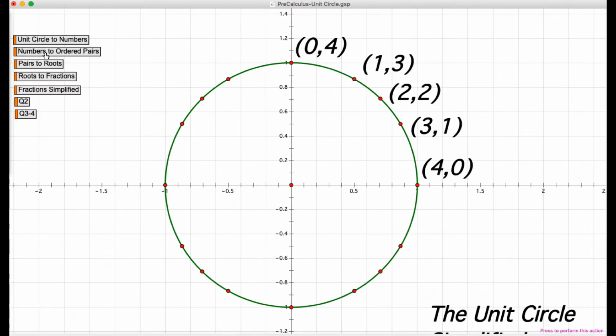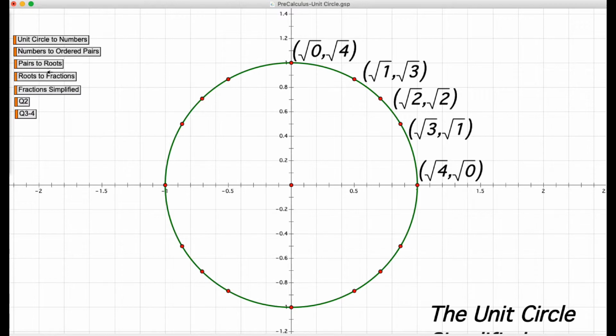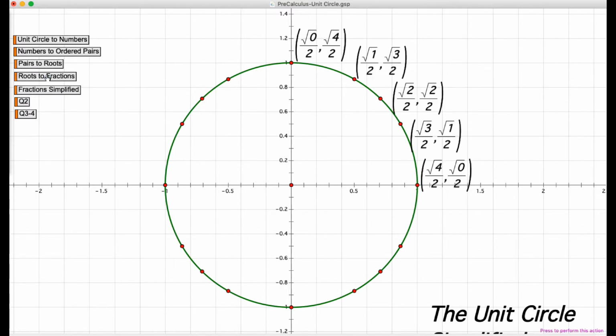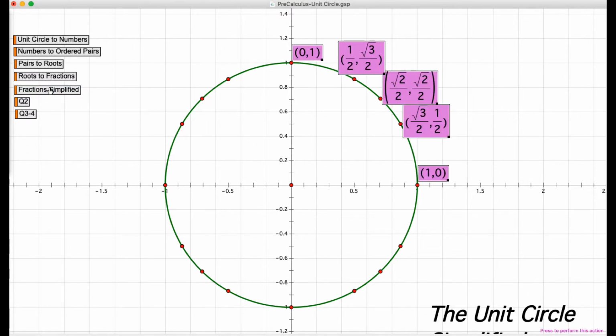So now let's look at these as ordered pairs. Okay, so now we have our 0, 1, 2, 3, 4, same as we did before. So now let's take each of those terms and take the square root, and then take each of those terms and divide it by 2, and then finally simplify it. And now we're down to numbers that we start to recognize. So these are the values, and we can find all these values just from knowing 0 to 4, and then applying a little creativity.